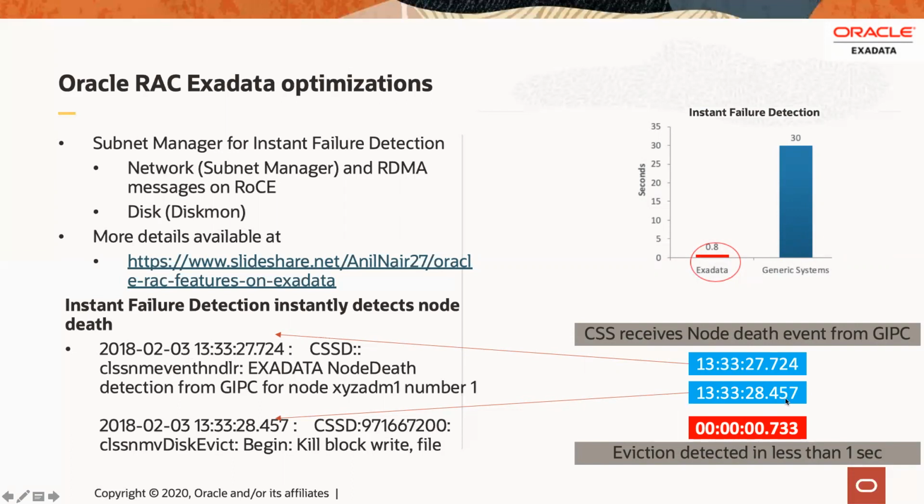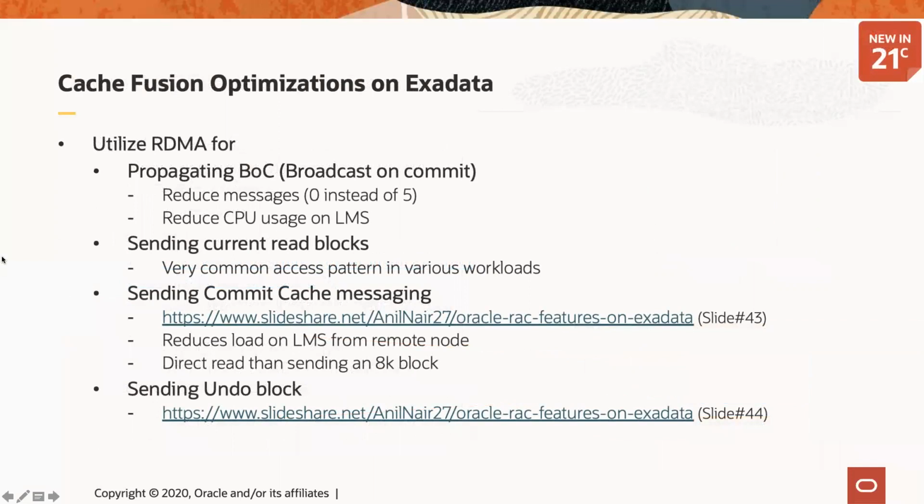You can see that we detected a problem with the instance within less than 8 seconds. It's actually 0.733 seconds. And this is something that is only on Exadata or on engineered systems. We have a lot more features. For example, we use RDMA to propagate broadcast on commit.